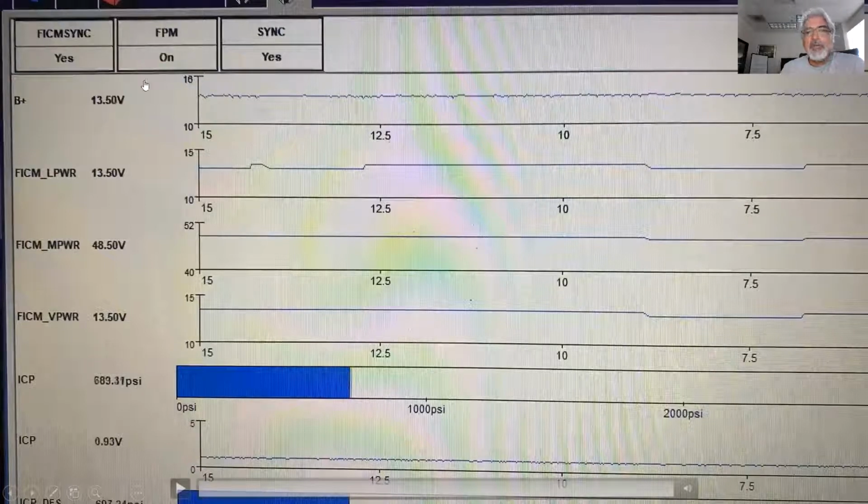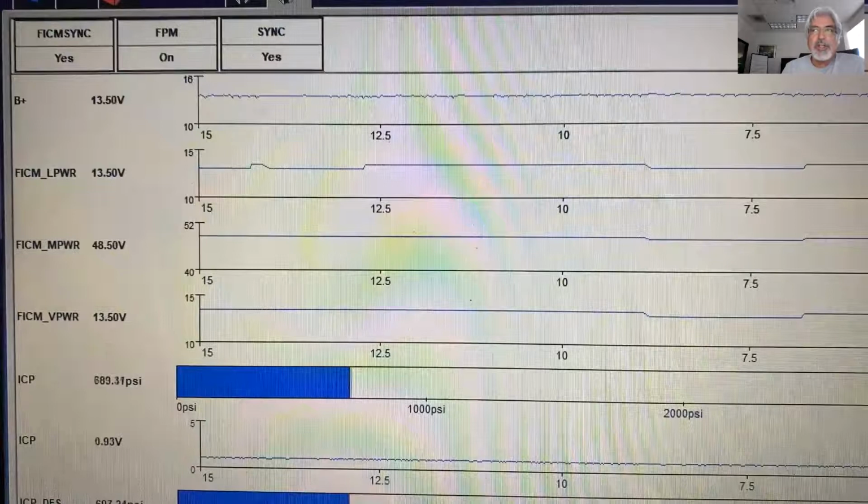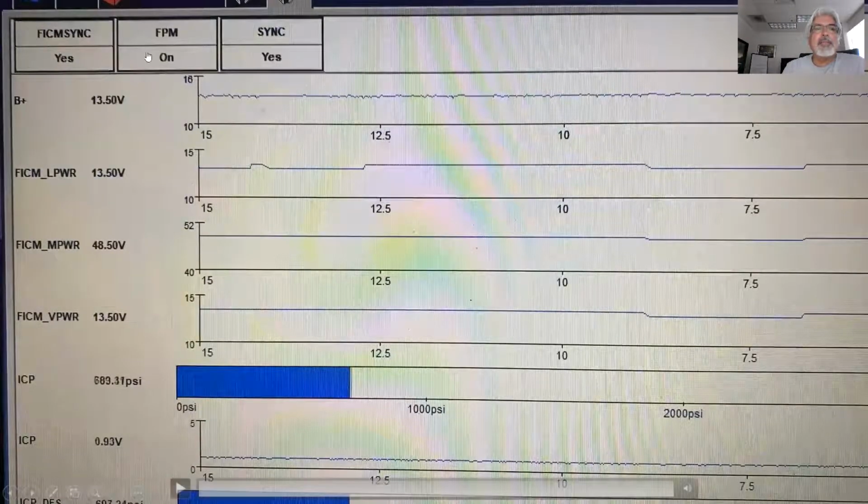So as we were running it, we were monitoring the fuel pump monitor, and that monitor was showing that it was on. It was getting power towards the lift pump, like we showed you in the earlier diagram. So in this case, the fuel pump monitor was showing on. As soon as the truck would stall, it would show off.